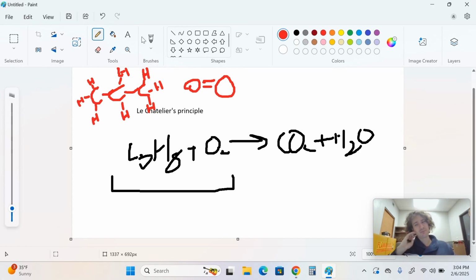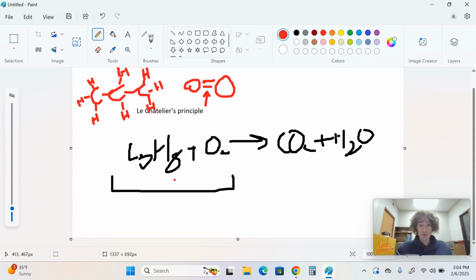For an intro to chem type class, I'm not going to get too much into the specifics of the difference, but there is a difference. You might be able to intuitively know that a double bond is stronger than a single bond. Again, it's a bit of a simplification, because you could ask, what about a carbon-carbon double bond? Is that stronger? But for right now, double bonds are stronger than single bonds, and triple bonds are stronger than double bonds.